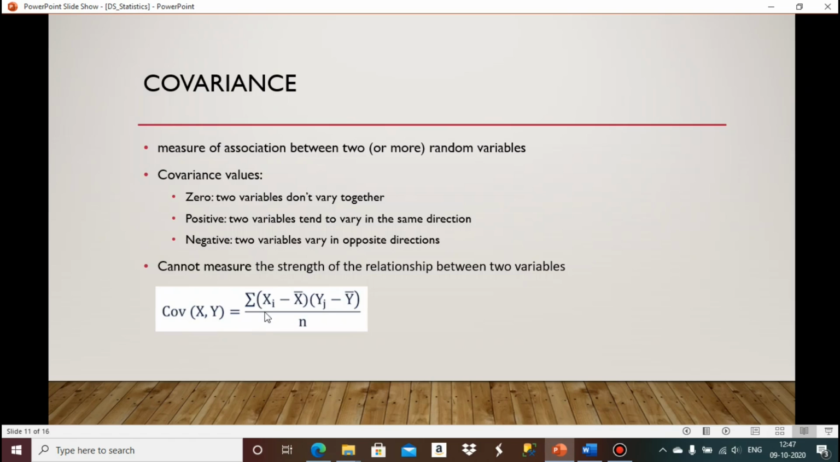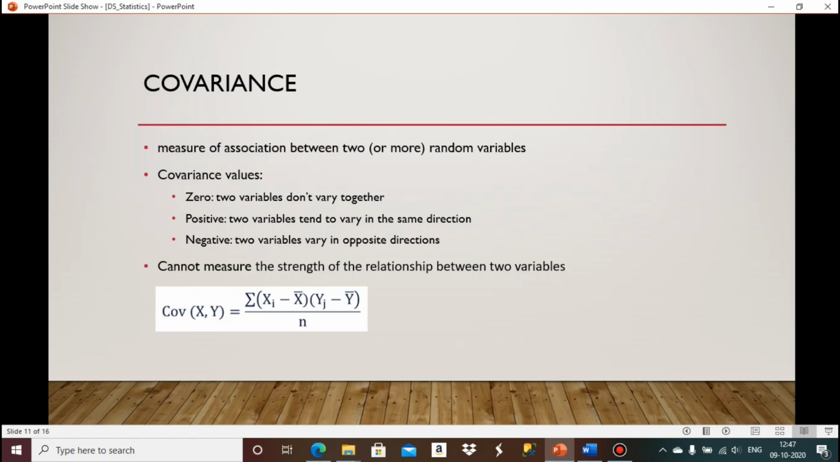Covariance of x, y: x means one set of data values, y is another set of data values. How do you calculate covariance? First of all, xi minus x bar. So what is x bar? X bar is nothing but the mean of the values.